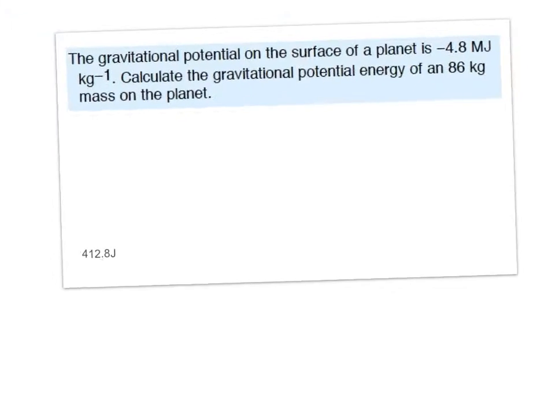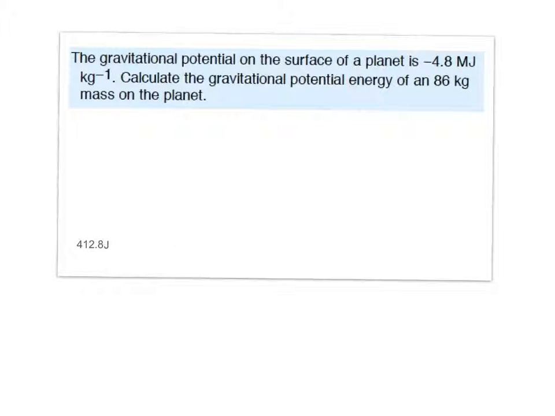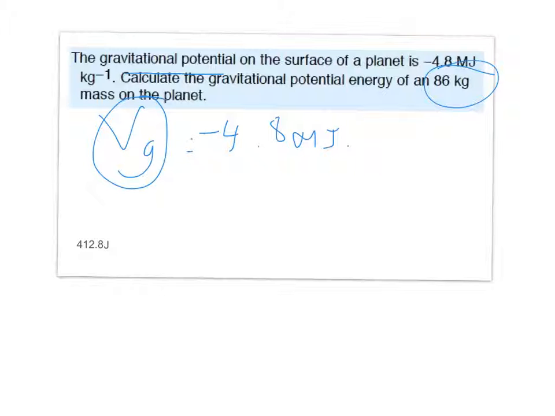Now let's have a look at this question. It's super straightforward. You're given the gravitational potential Vg on the surface of a planet as equal to 4.8 minus megajoules. I should of course have said minus 4.8 megajoules. Okay, and you need to work out the potential energy of a mass of 86 kilograms. Well, remember, potential is the energy per unit mass. So therefore, the potential energy would be 4.8 times 86 kilograms, which should give you this value.